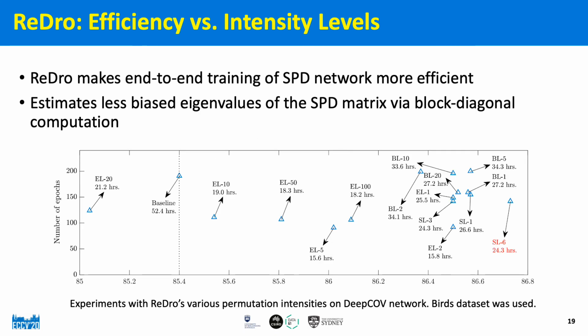ReDro makes end-to-end training of SPD networks more efficient. In the figure, we show the training time taken by the deep O2P network with ReDro at various intensity levels. From the figure, we can see that many methods that are trained using ReDro took less training time and gave better performance than the baseline. Also, ReDro estimates less biased eigenvalues of SPD matrices via block diagonal computation, which improves the quality of SPD matrix estimation.